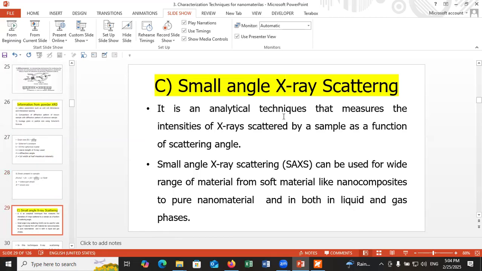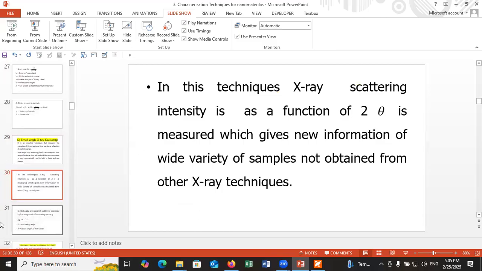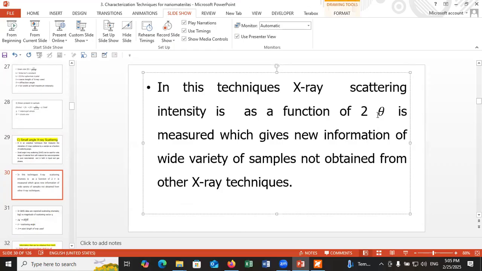Small angle X-ray scattering, SAXS, is an analytical technique that measures the intensities of X-rays scattered by a sample as a function of scattering angle. Small angle X-ray scattering can be used for a wide range of materials, from soft materials like nanocomposites to pure nanomaterials, in both liquid and gas phase. In this technique, X-ray scattering intensity as a function of 2 theta is measured, which gives new information on a wide variety of samples not obtained from other X-ray techniques.